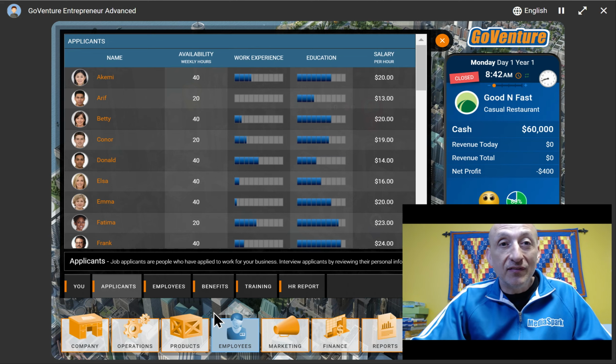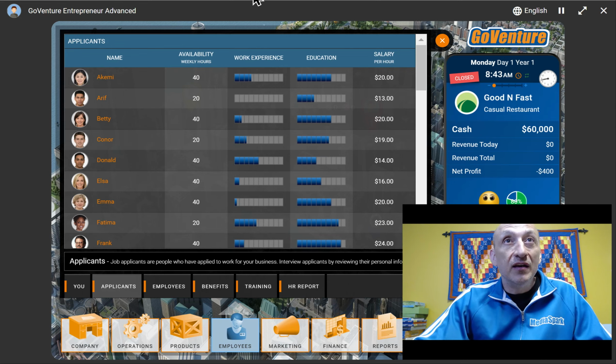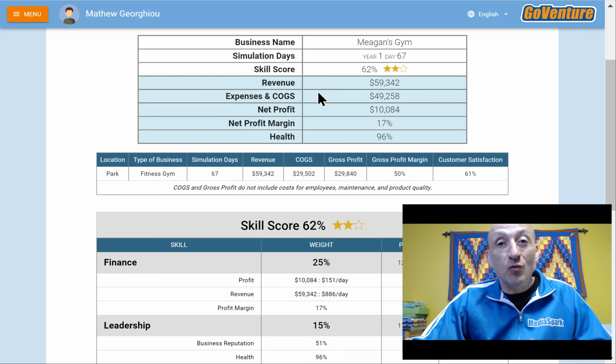So as you're playing the simulation, everything you do is tracked and monitored and measured. Here's what we call the performance report looks like. So if you want to gauge your performance overall, you can access this report, which is the same report that your instructor or facilitator would have access to.